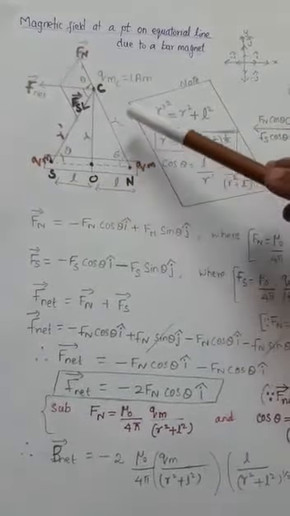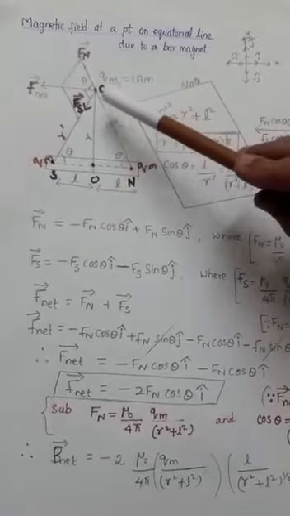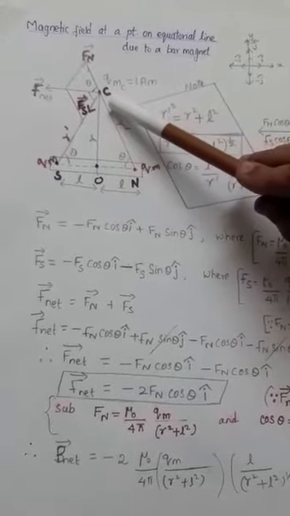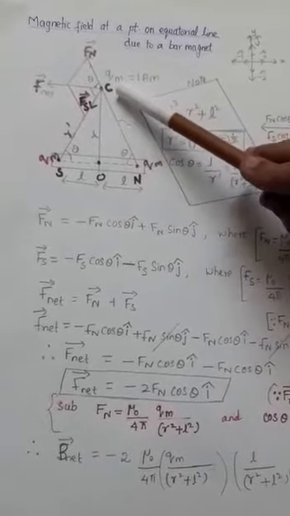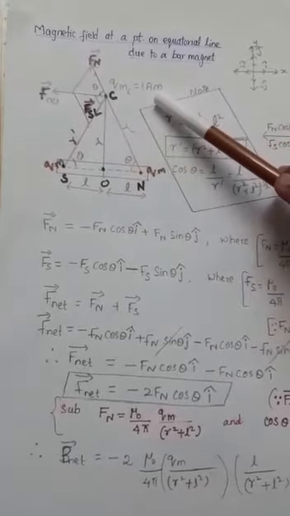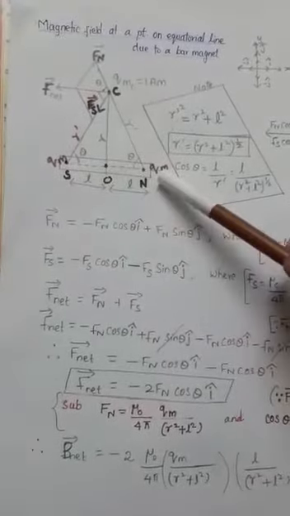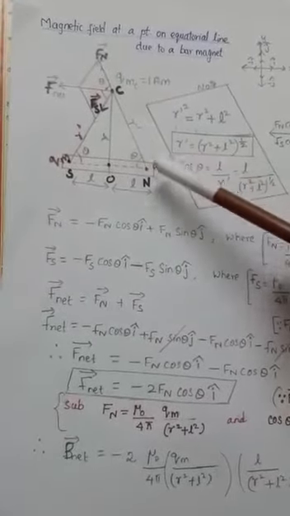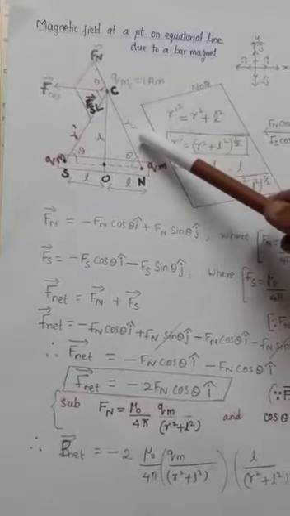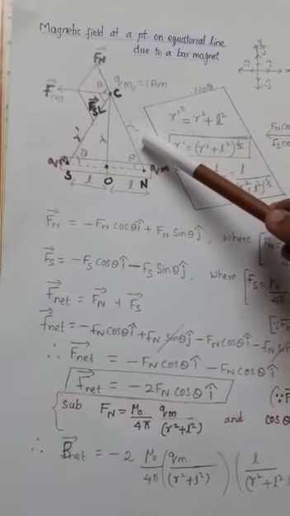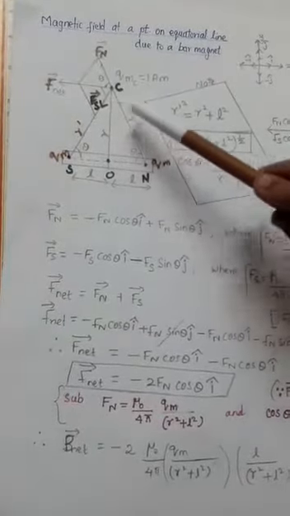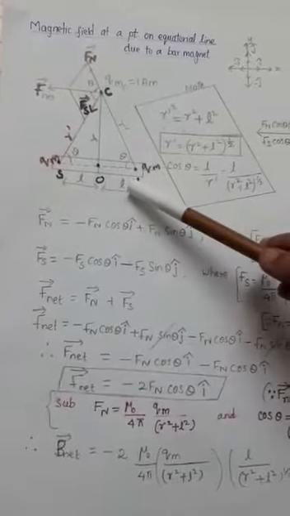Now at the point C, you have to place a unit north pole whose pole strength is Qm' equal to 1 ampere meter. Qm is the pole strength of this bar magnet. Now r' is the distance between N and C. To find out r', certain details have to be collected from this diagram, children.